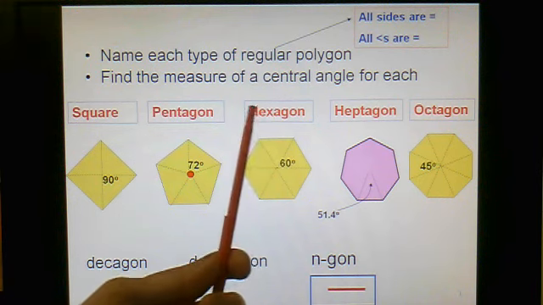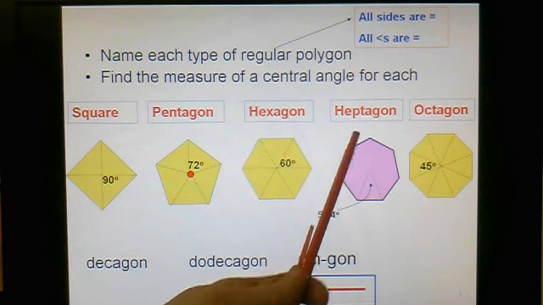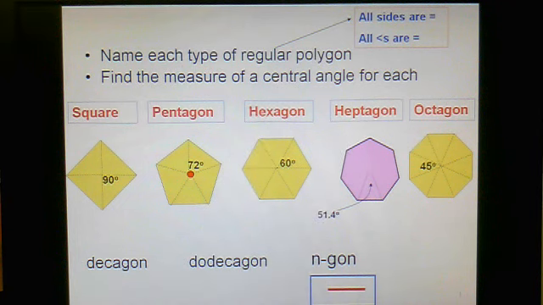What do I do with hex? What do I do with 6 to get 60? What do I do with 7 to get 51.4? What do I do with 8 to get 45? And it might be obvious to some of you by now. Sorry if I'm drawing it out too long.